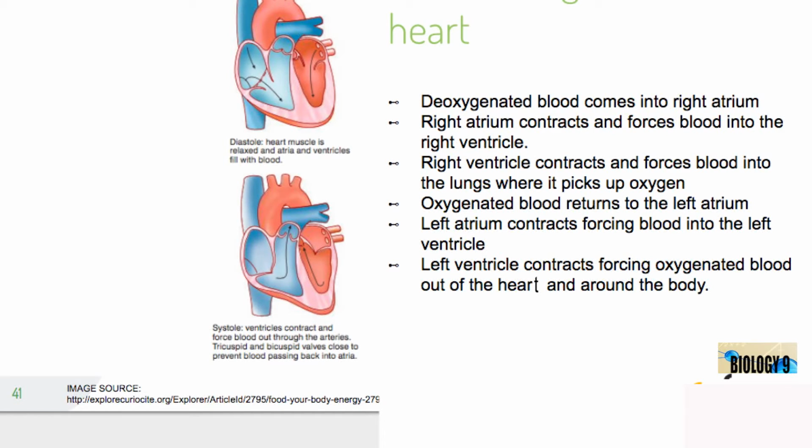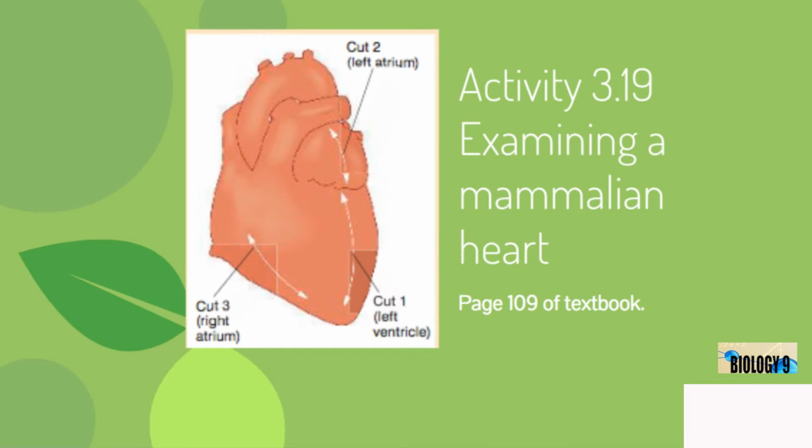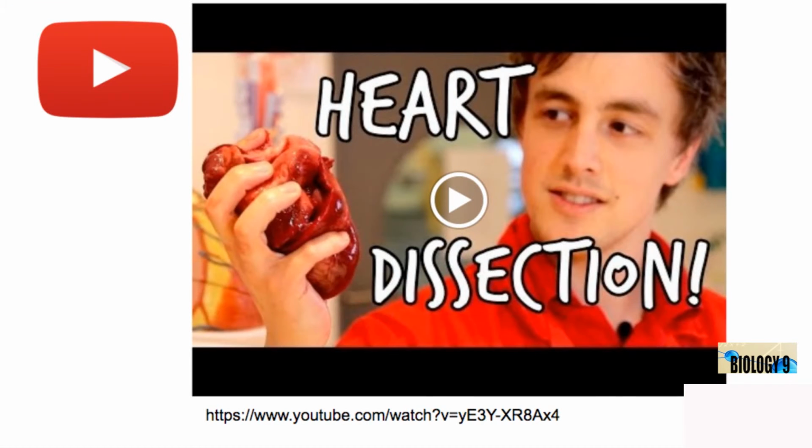The pressure in which this is happening is known as your blood pressure. And the doctors measure it in a way that covers the cardiac cycle. You can learn more about that in your book at page 109, which is also the same page of your next activity, which is examining a mammalian heart. Here's a video that will help you examine a mammalian heart in a heart dissection.